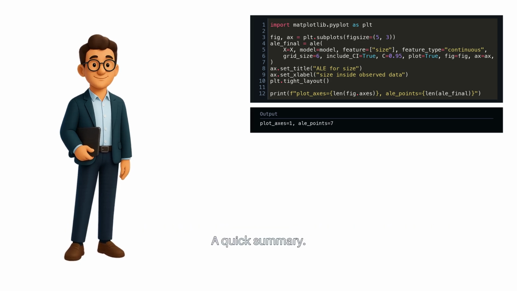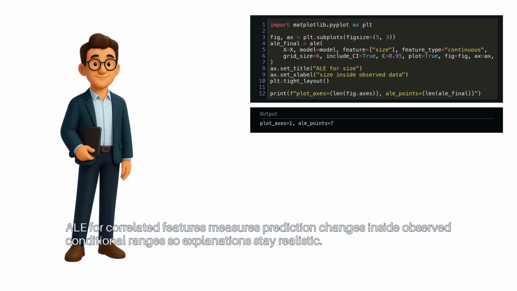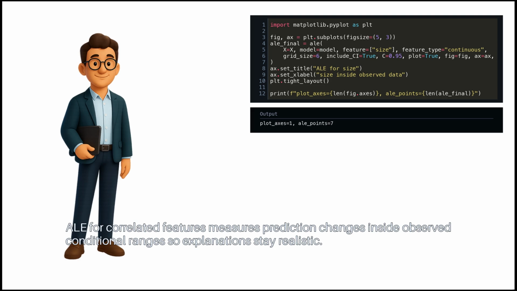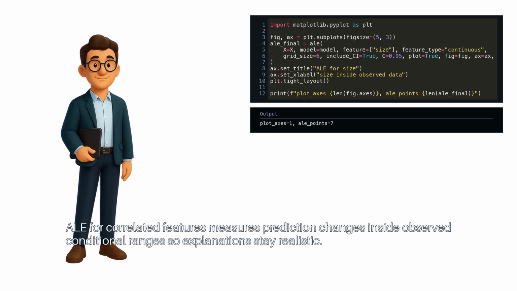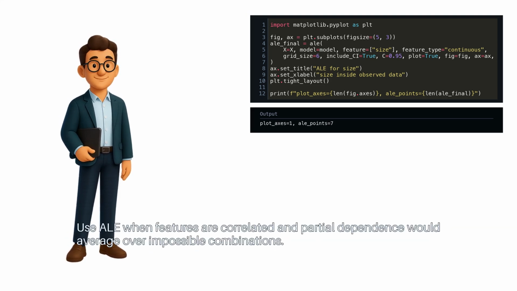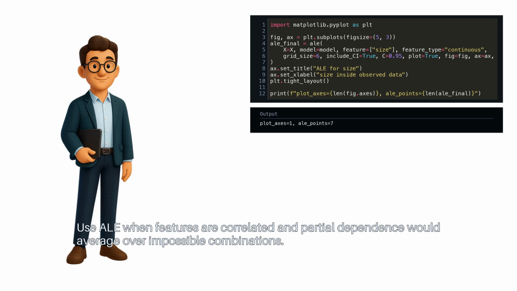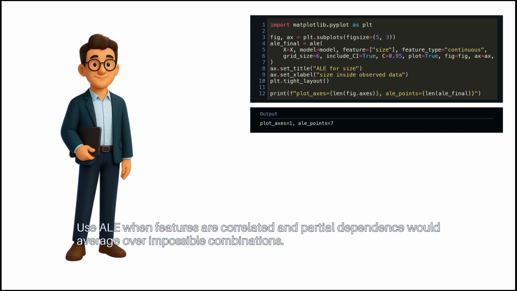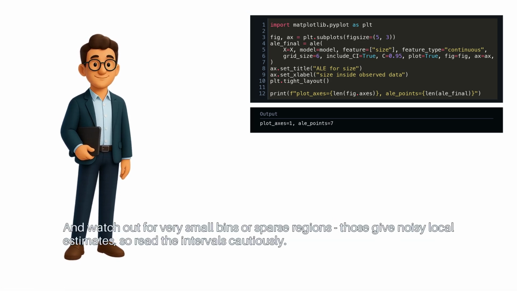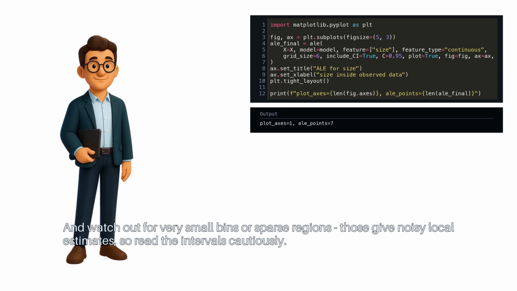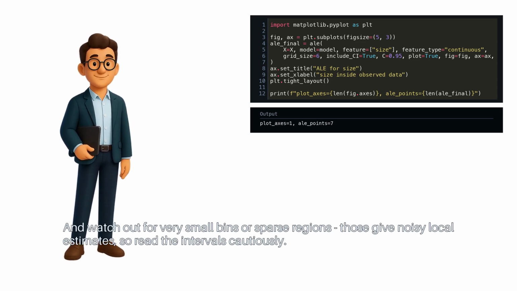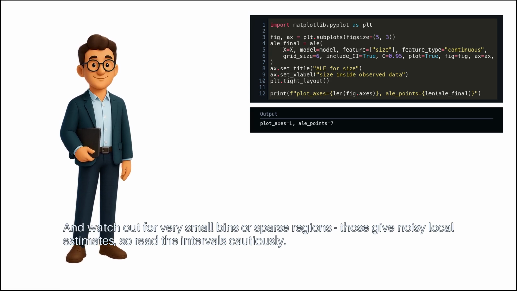A quick summary: ALE, for correlated features, measures prediction changes inside observed conditional ranges, so explanations stay realistic. Use ALE when features are correlated, and partial dependence would average over impossible combinations. And watch out for very small bins or sparse regions. Those give noisy local estimates, so read the intervals cautiously.